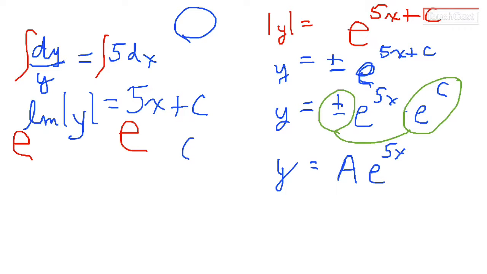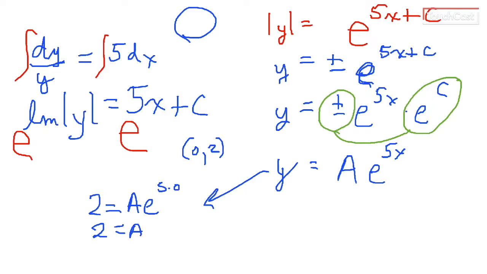We knew our ordered pair was 0, 2. So I'm going to come to the side like I did for those other problems to figure out my constant. When y is 2, this is going to be a e to the 5 times 0. Well, 5 times 0 is 0, and e to the 0 is 1. So 2 must equal a times 1. I'm going to write my final answer: y equals 2e to the 5x.